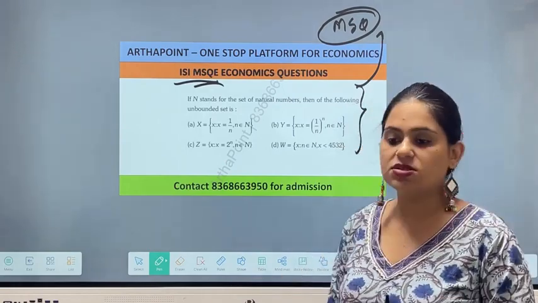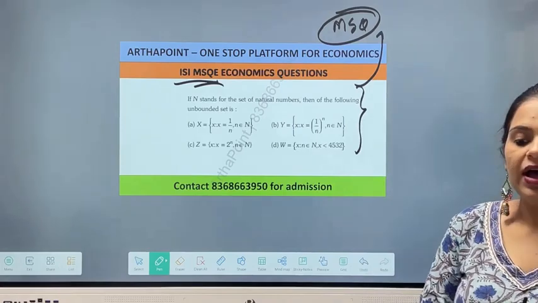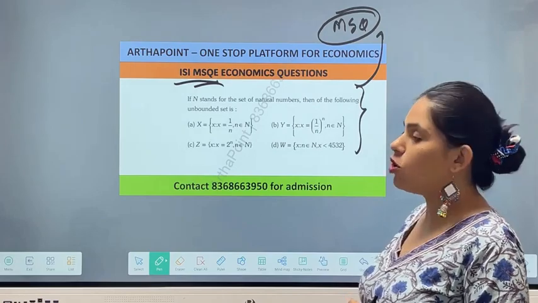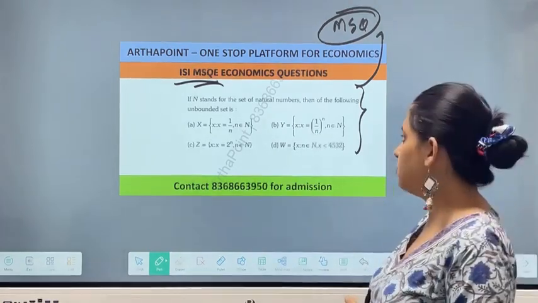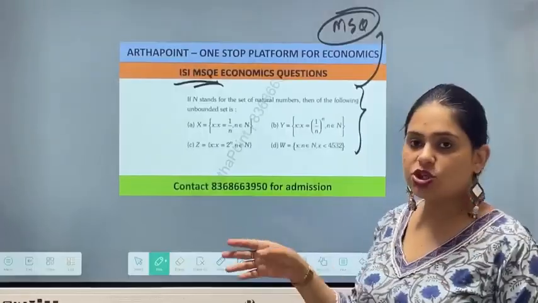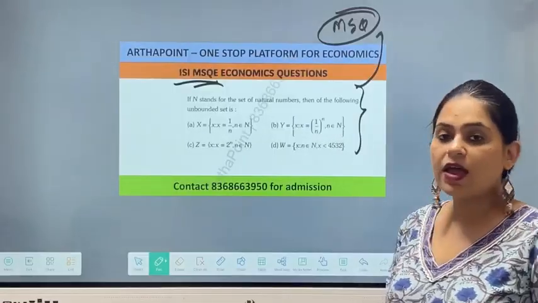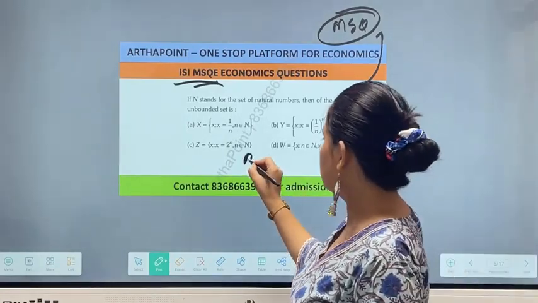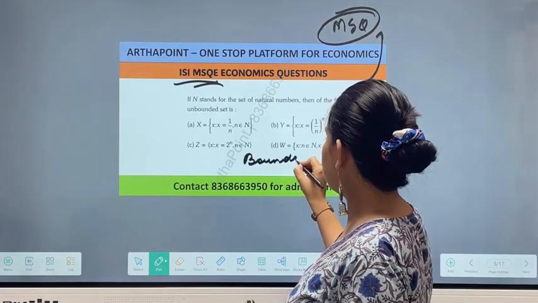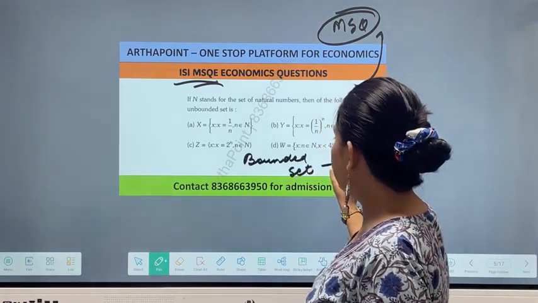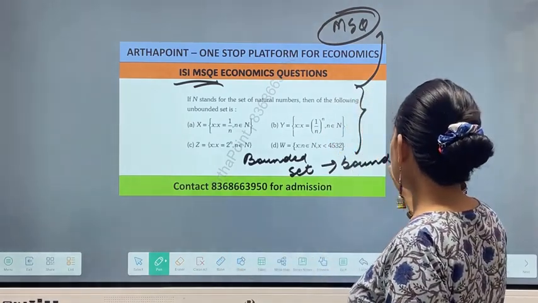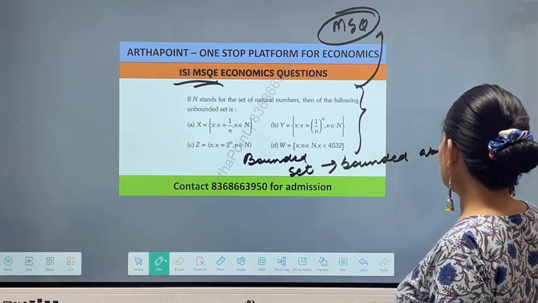So tell me what the answer to this should be. I am waiting. I am looking into the chat window to try and answer this question. N stands for the set of natural numbers. Remember, a bounded set is one which is both bounded above and bounded below.